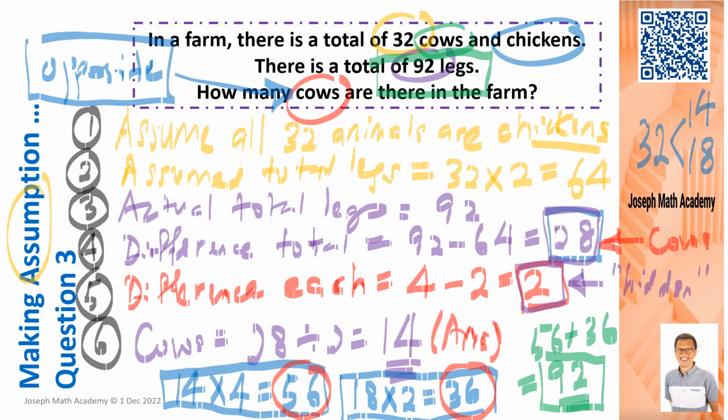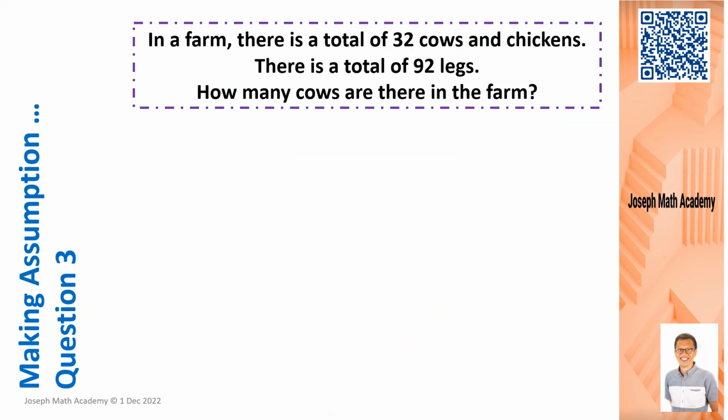Now, this is only possible if you assume the opposite. Remember what I said just now? Assume the opposite. Once you assume the opposite, then you only require 6 lines in your solution. Now, what if you assume this?